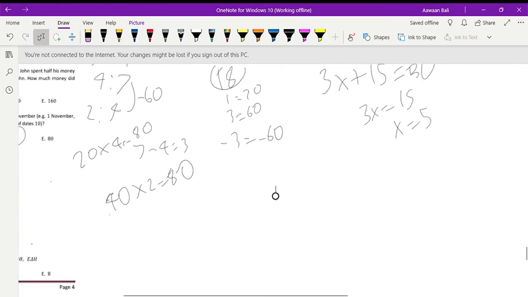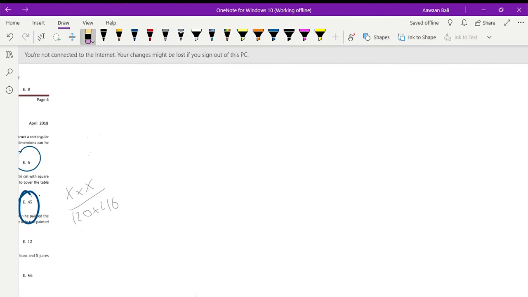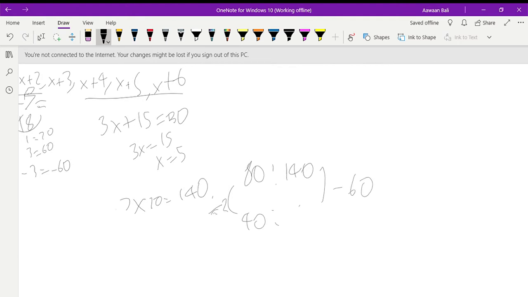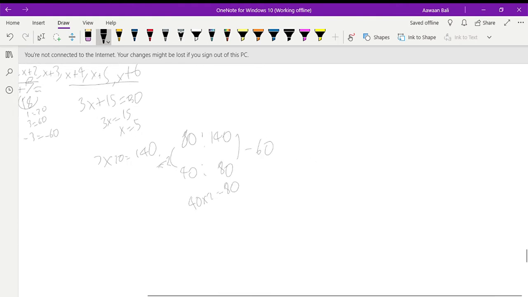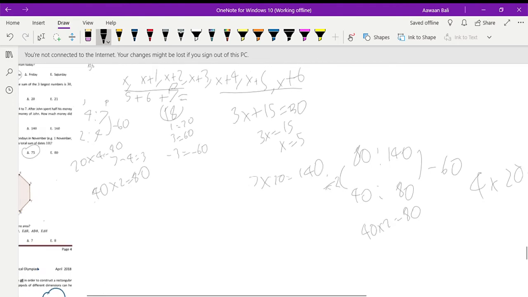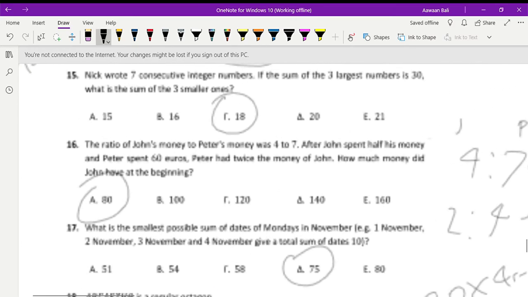Let me write down the check method here. Oopsie daisies. 7 times 20 is 140. 80 divided by 2, that's 40. It's still there, you see? And minus 60, it's 80. 40 times 2 is 80. And also 4 times 20 is 80. So that works. So again, the answer is alpha, 80 euro.